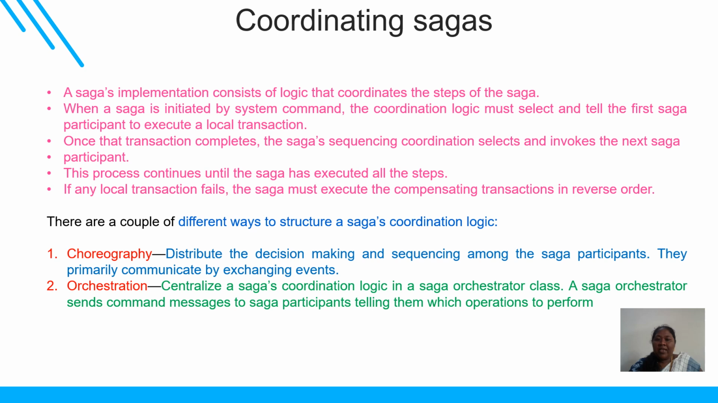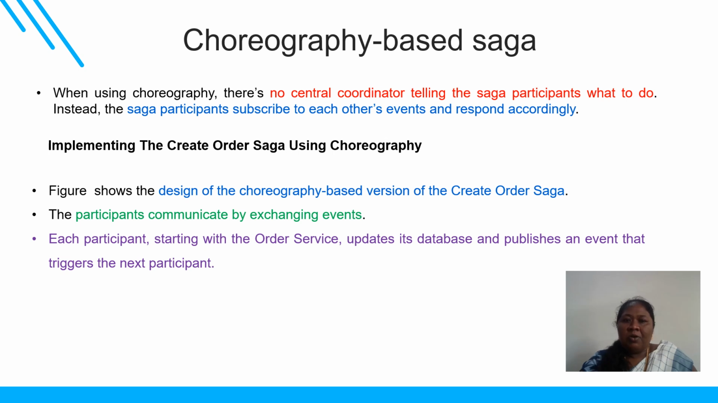There are different ways you can structure the saga logic with the help of choreography and orchestration. What does choreography mean? The decision making is distributed as well as sequential across the saga participants, and they primarily communicate by exchanging events. What is orchestration? Here there is a centralized orchestrator, and this orchestrator sends command messages to the saga participants, telling them which operation they have to perform. Choreography is distributed, and orchestration is centralized. With the help of it, the flow proceeds further in sequential order by initiating different tasks. So we are going to see choreography based saga.